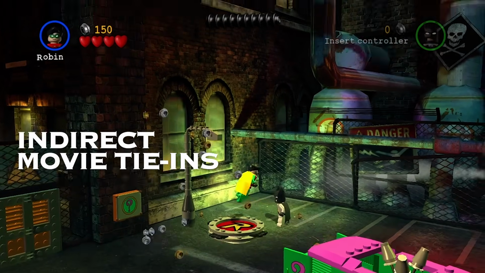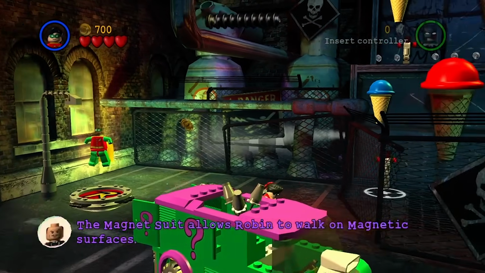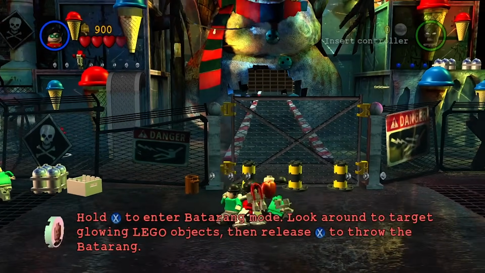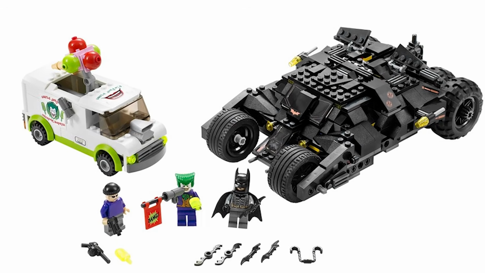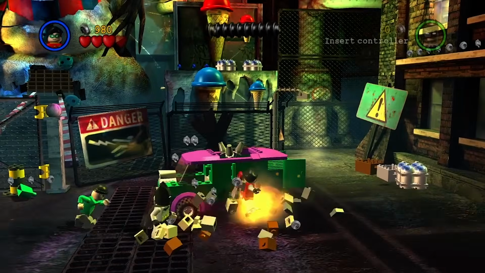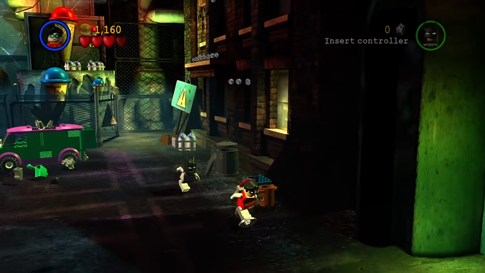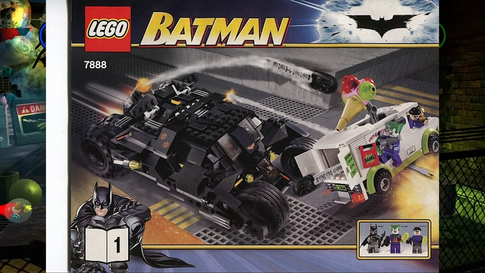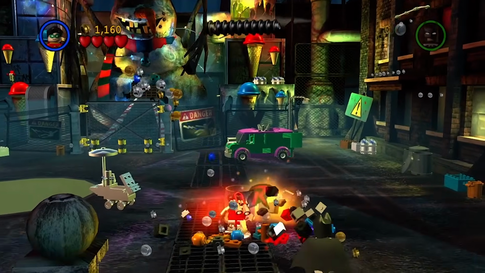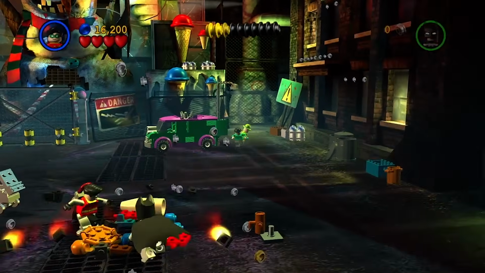Indirect movie tie-ins. There are some instances of LEGO sets where it's not a literal direct movie tie-in, but it still has some sort of tie-in. For example, in 2008, LEGO released a Dark Knight tie-in set, which had the Tumbler and the Batman minifigure based off of the Christopher Nolan adaptation, but the Joker was the same comic book Joker, and his vehicle was this comic-inspired ice cream truck. I really don't recall there being a scene where Batman is chasing the Joker in an ice cream truck. Obviously, correct me if I'm wrong on that one.